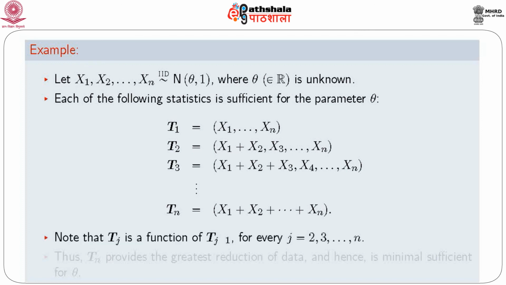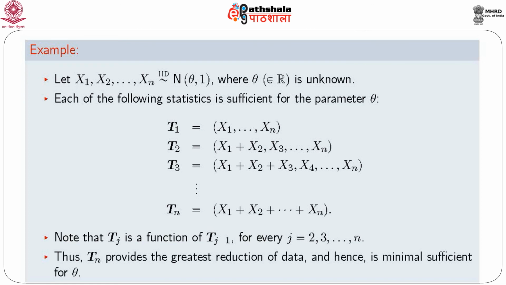It is very clear that Tj is a function of Tj minus 1 for every j, that is, T2 is a function of T1, T3 is a function of T2, and finally Tn is a function of Tn minus 1. And hence Tn provides the greatest reduction of data, and therefore Tn can be considered as the minimal sufficient statistic for theta.